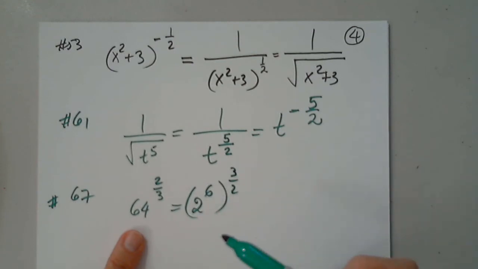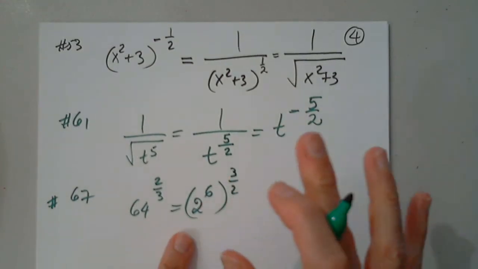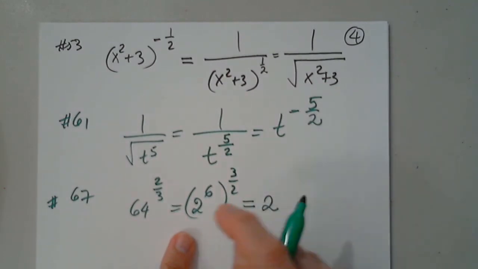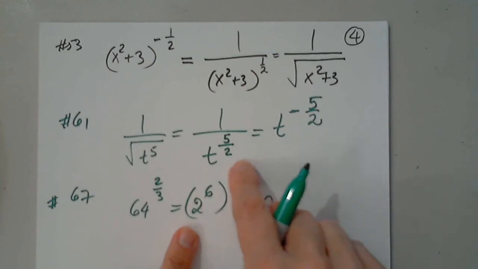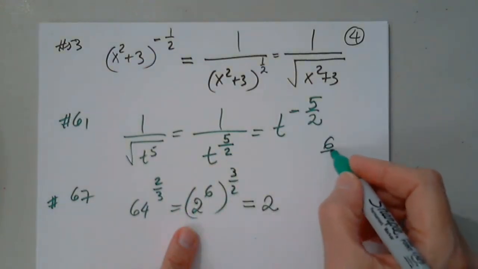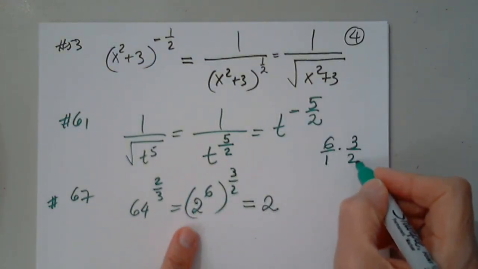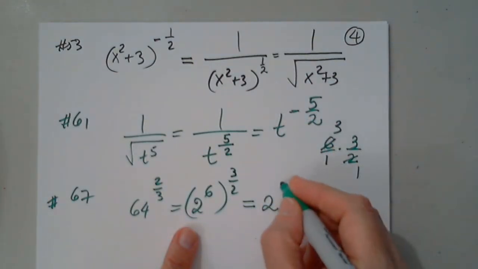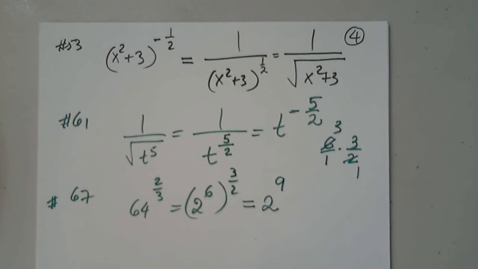2 times 2 is 4, 4 times 2 is 8, 8 times 2 is 16, 16 times 2 is 32, and then 64. This is what I like. And now I copy the base and multiply the exponents. So 6 over 1 times 3 over 2. I'd never multiply before simplifying. So it's 2 to the 9th. One option.